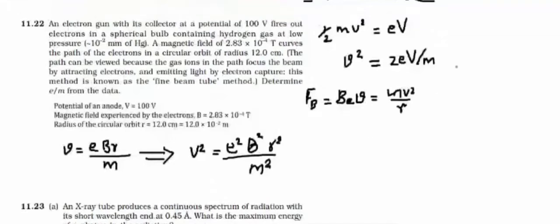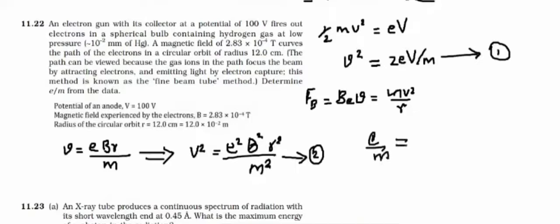Now you have two equations for v square. These are the two equations. Equate them, and after equating, you find the value of e by m. Equate, simplify, and find the value of e by m. You will get a final formula 2V divided by r square B square. Now you see the data given in the question. You have a potential V, magnetic field B, and radius r. Substituting the values, you will get the e by m of the particle.